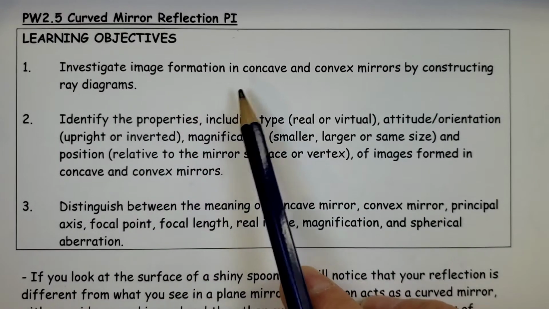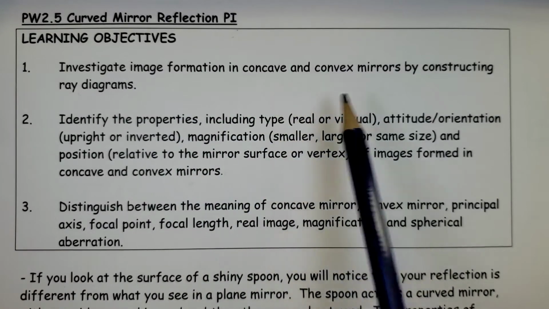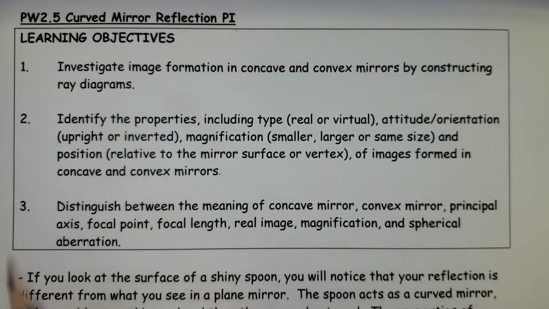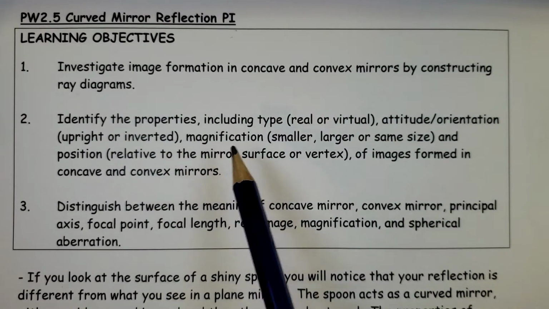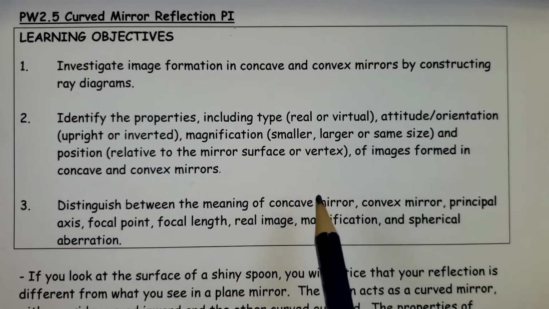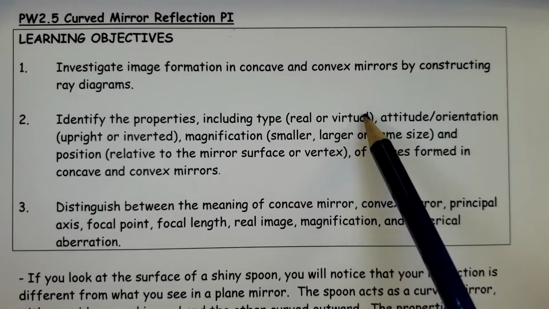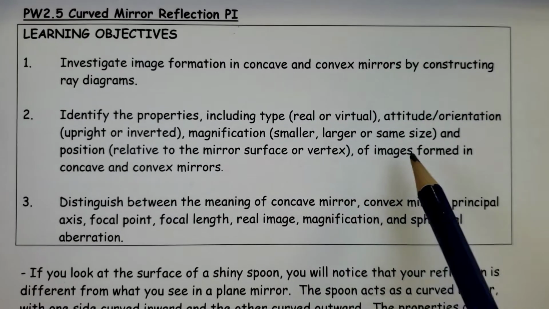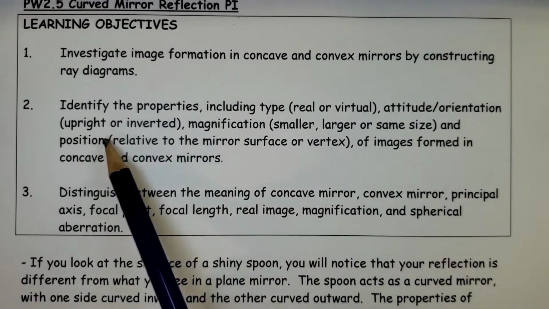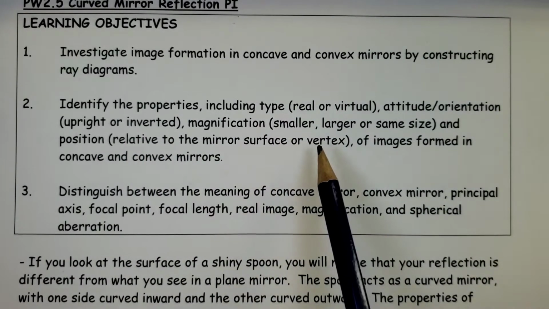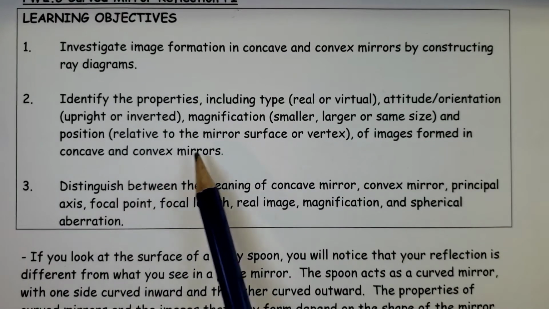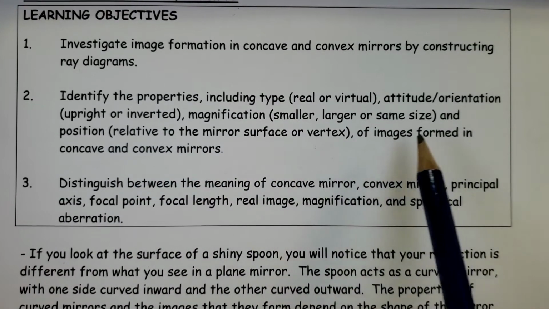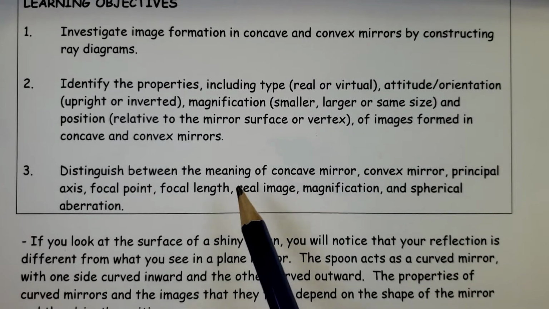So investigate image formation in convex and concave mirrors by constructing ray diagrams. So that's what I mentioned. We'll be doing that. You'll need a ruler for this section. Identify the properties including type of image, whether it's real or virtual. We talked a little bit about virtual images with plane mirrors. Attitude or orientation, whether it's upright or inverted. Magnification, whether the image is smaller, larger, or same size as the object. And position relative to the mirror surface or vertex of images formed in concave and convex mirrors.